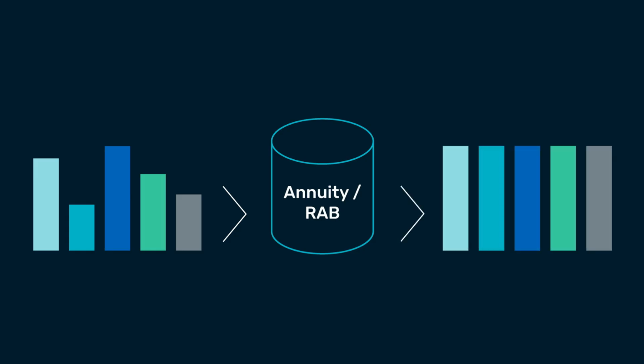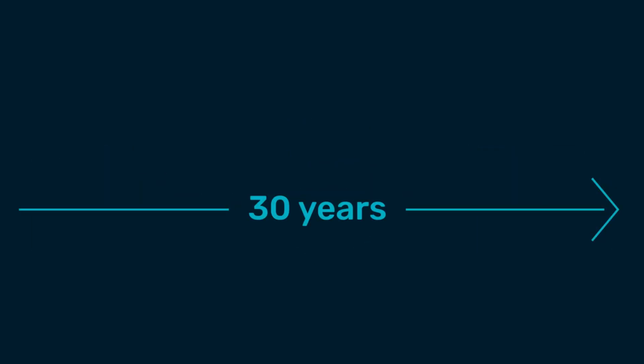There is another method that smooths out prices, the regulated asset base, or RAB method. The Queensland Government is currently considering a RAB method for renewals recovery. Here's how the annuity method works.